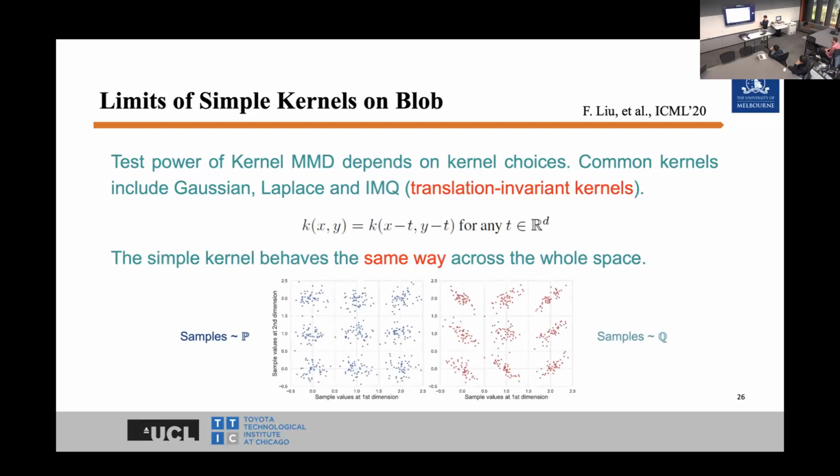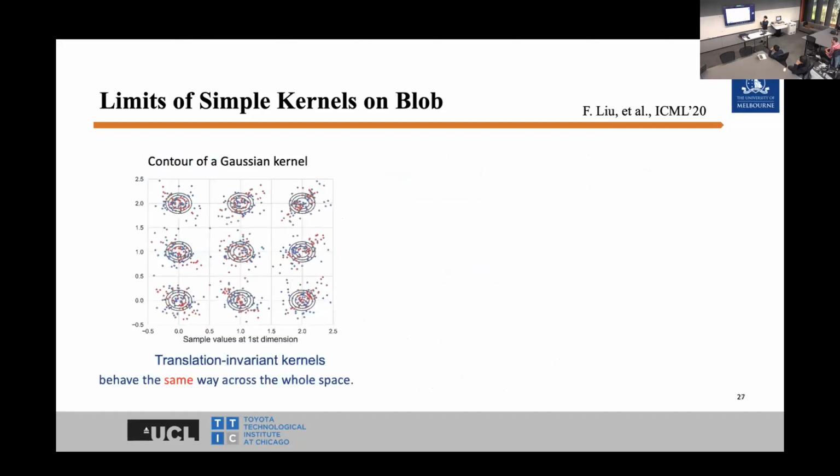Then we will use one example to show the drawback of these simple kernels. Here we consider two sets of samples, called the blob example. All of them are Gaussian mixtures. On the left side is a Gaussian mixture, but there is no direction on each component. For the right side, each component has different directions. These are different Gaussian mixtures, P and Q. If we use a Gaussian kernel to measure similarity, we find that the contour of the Gaussian kernel will be a circle around each central point.